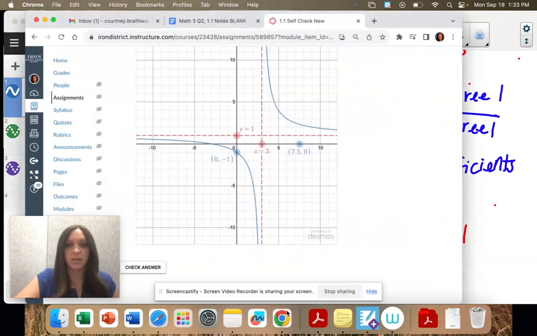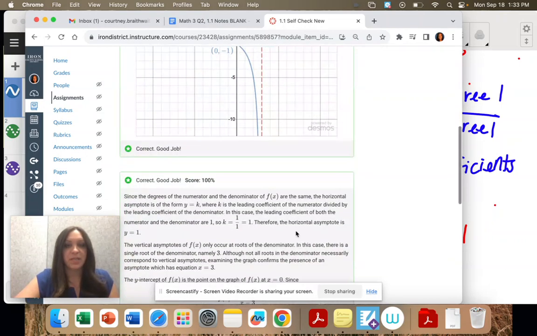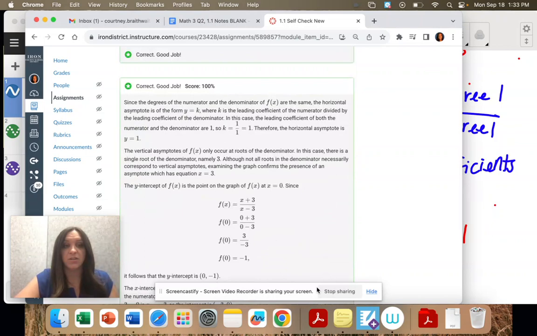So I'm going to go back here and move it over here. And you could have seen that from the graph, but now we know everything's correct. And those are asymptotes. So that's a new thing. We're going to do a couple more of those in the next problems.